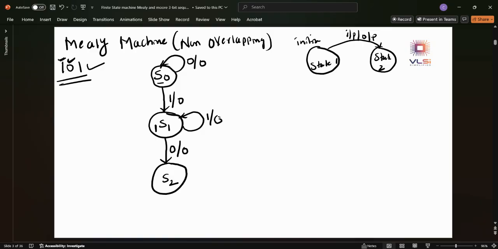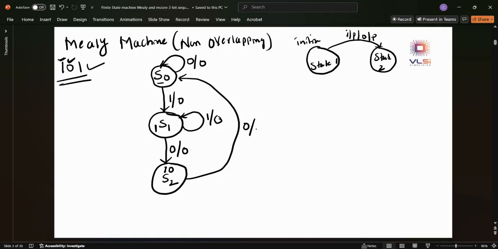And at S2, possible combinations are either 0 or 1. So I'm searching for 101, and at S2 I got the sequence 1 0. Suppose it is 1 0 0. If I'm getting 1 0 0, it will go to which state? It will go to the S naught state. That means if it is 0, I didn't get the sequence. I got the sequence 100 only, but my sequence is 101. So that's why the output is 0, and it will go to S naught.